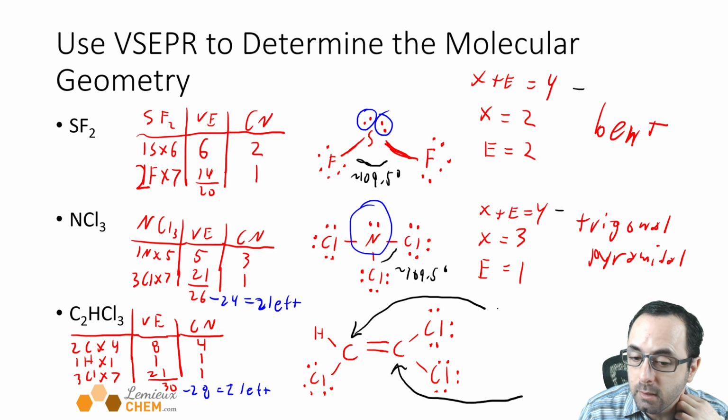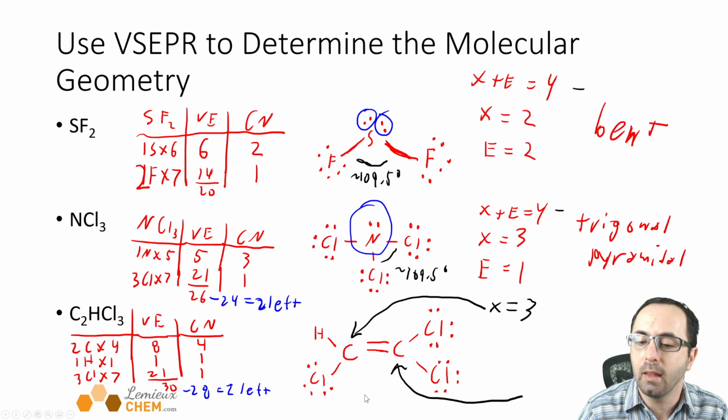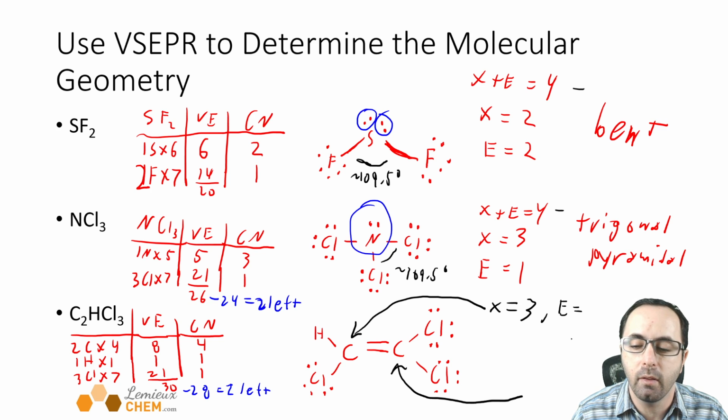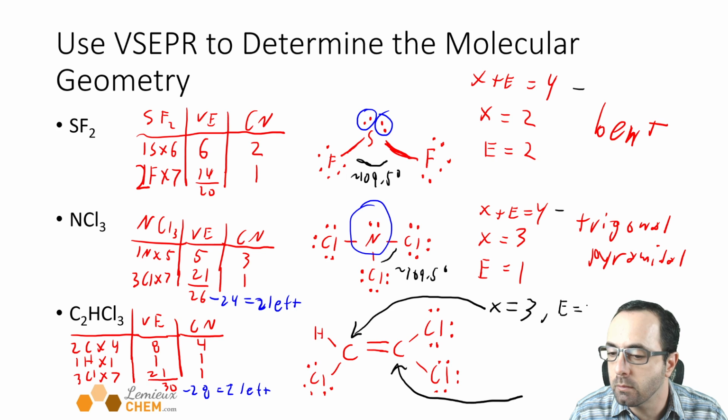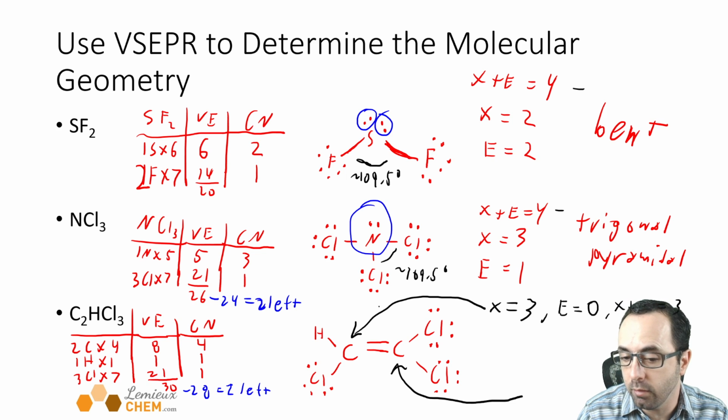So for this carbon, X, the number of atoms bonded to it, equals 3. There are 3 atoms bonded to this carbon: 1, 2, 3. E, the number of lone pairs on this carbon, is 0. No lone pairs. So X plus E is 3, and E is 0. Let's do it again for this one now.